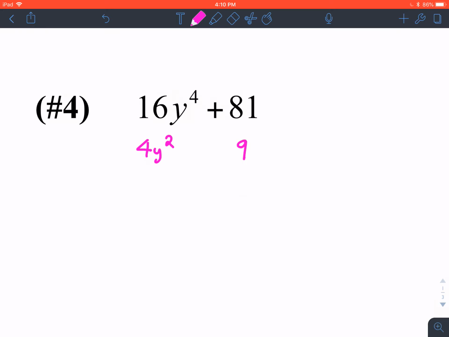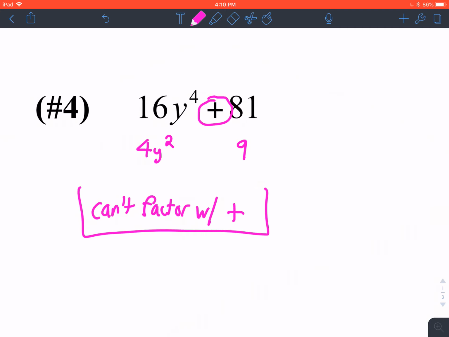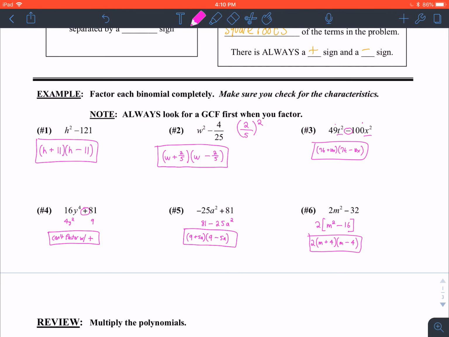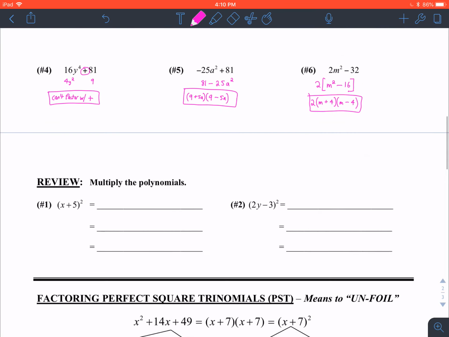But what's wrong with this one right now? It's called a difference of squares. It's not called a sum of squares. And what do we have here? Do we have a subtraction symbol or do we have addition? Yeah, we have addition. So actually, this is not a pattern we can work with. We're going to put can't factor with an addition symbol. That's your answer. You can't factor this, actually. It looks really tempting because it looks very similar to the other ones, but when it's got an addition symbol there, that messes it up. We can't factor it. Okay? All right. Hopefully this is making sense, and let's move on to the next one here.